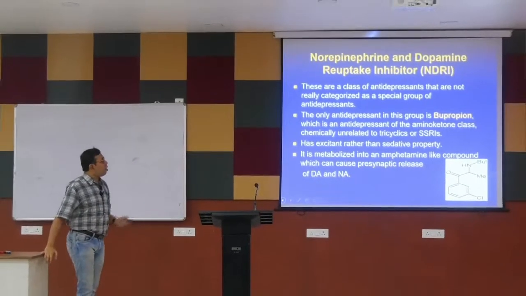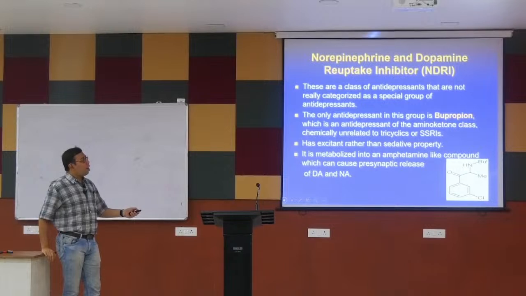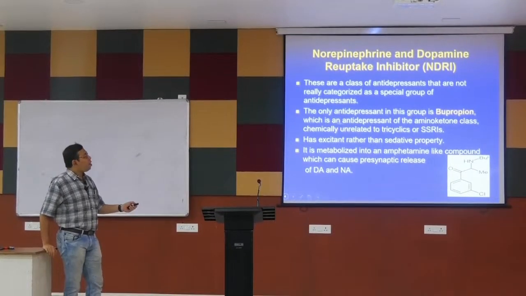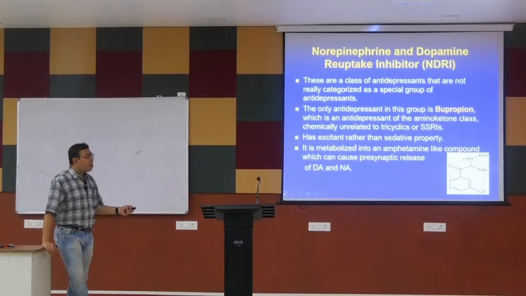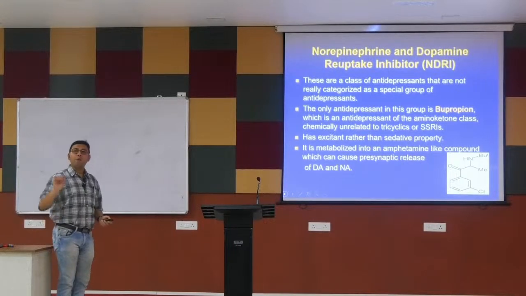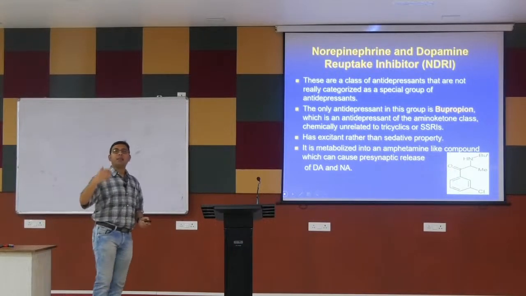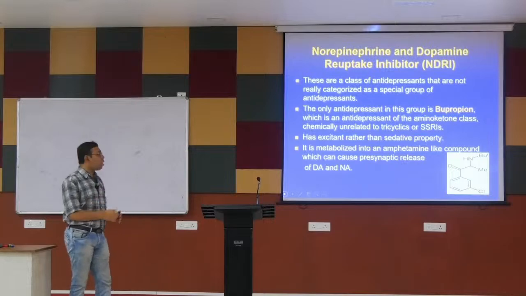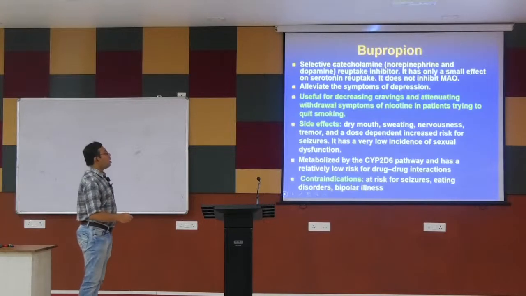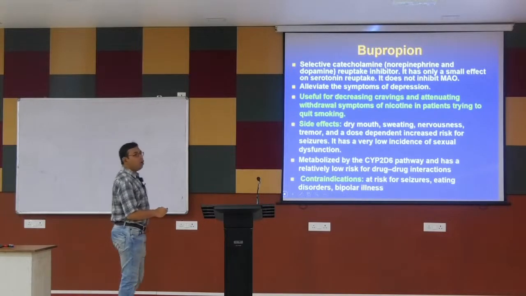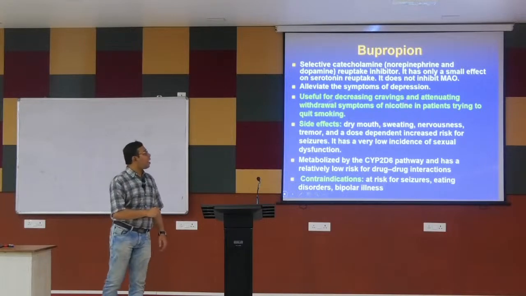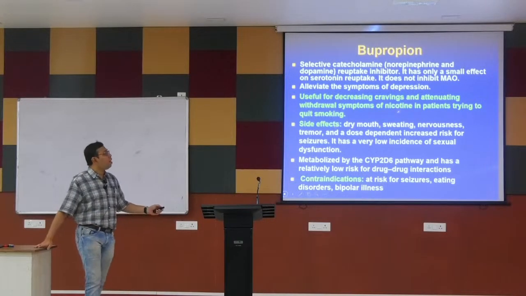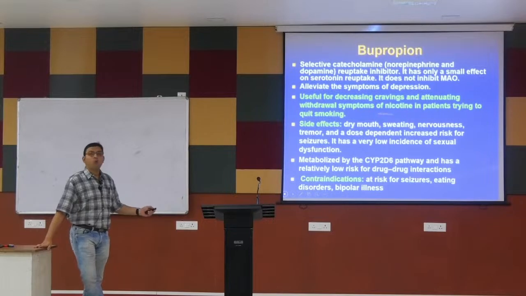Atypical antidepressants, we have already discussed. Another important drug is bupropion. Bupropion is an antidepressant of the aminoketone group. It has an excitant rather than sedative property. So when bupropion is given, it gives some excitant effect in comparison to the other ones. What are the uses of bupropion? Decreasing the cravings and attenuating the withdrawal symptoms of nicotine in patients trying to quit smoking.